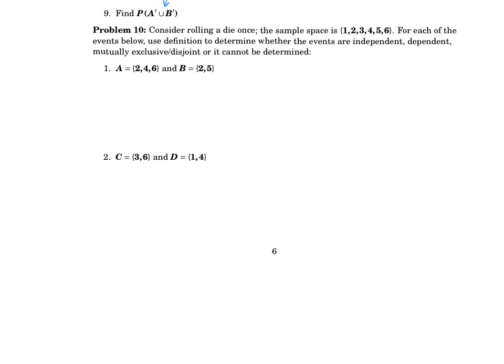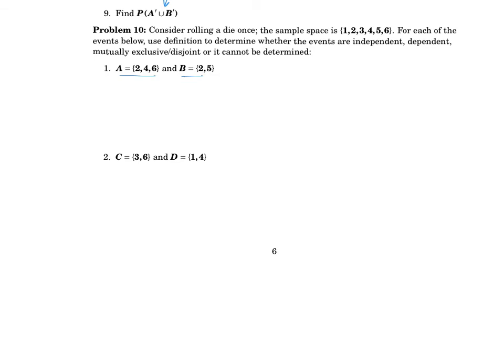And let's do the next problem. Again, my events A and B are this. I define these 2 events. So what do they want you to find out? Independent and dependent are mutually exclusive / disjoint.